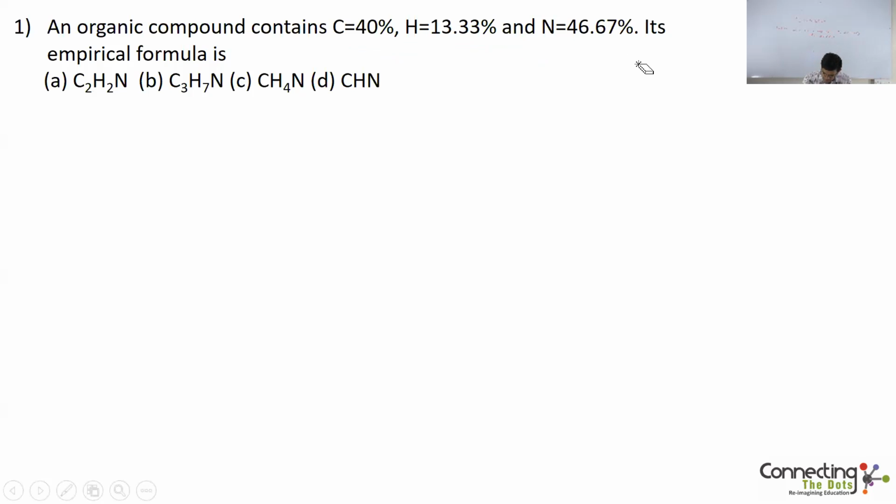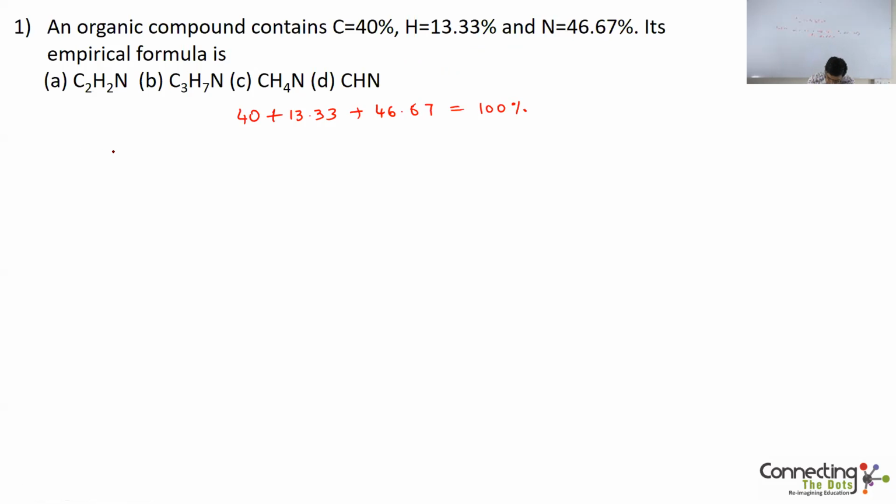So if you add them up, it's 40 plus 13.33 plus 46.67, which comes to 100%. So no worries. Whatever elements are present in the sample, the percentages of the respective elements are given here. So how do you calculate the empirical formula? First always calculate the number of moles and then find out the simple whole number ratio. That will give you the empirical formula. So let us try to solve this question first.